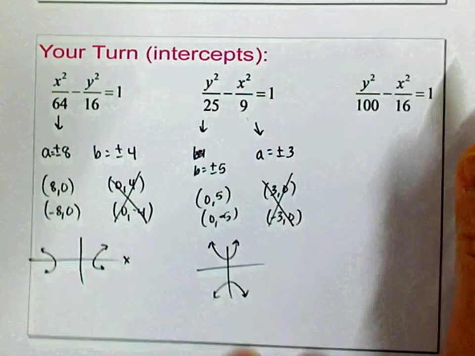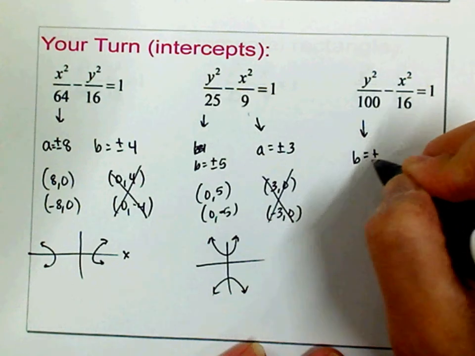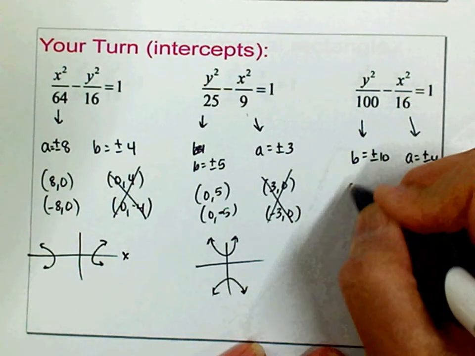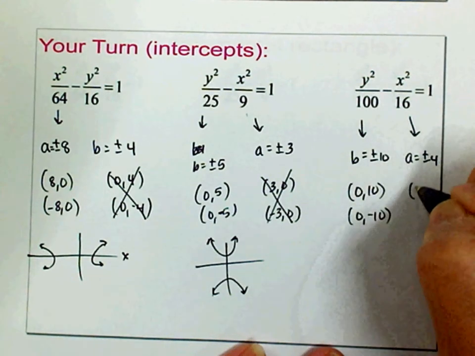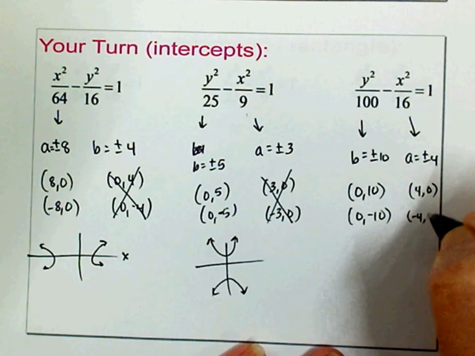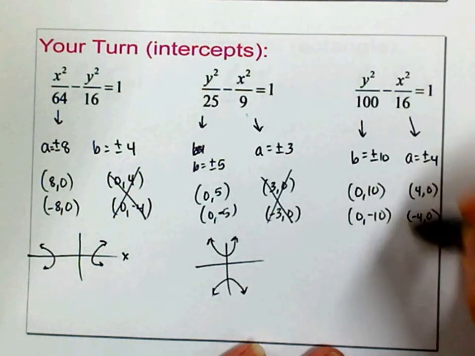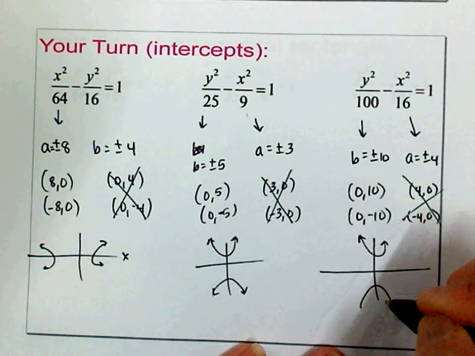Last one. B is plus or minus 10. Your a is plus or minus 4. So this is (0, 10), (0, negative 10), (4, 0), (negative 4, 0). Now, that only works if your h and k are 0. Notice how that comes first. So your graph will look like this, up and down. Okay?